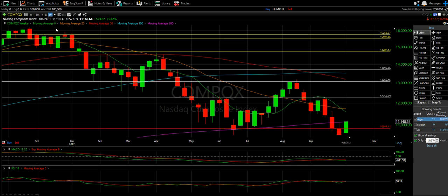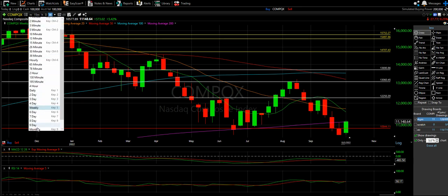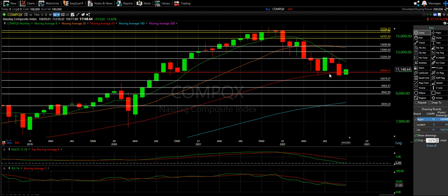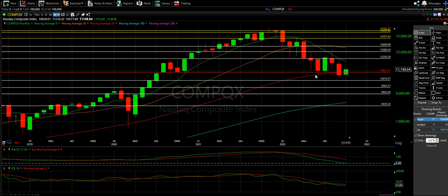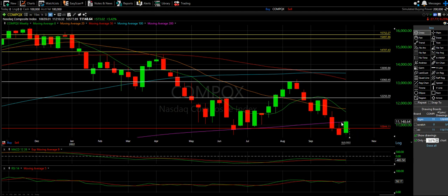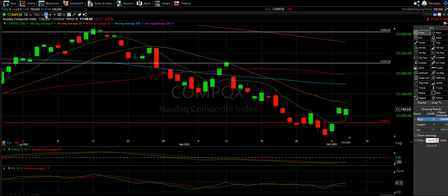So we'll look at the monthly. Why not? Just really quickly. Okay, so on the monthly, it's the 50, right? So on the monthly, we want to get over the 50, still very early in the month, but it's an important line. On the weekly, we want to get over the 200, and then on the daily, we want to get over the 20. Okay, that's basically the boom, boom, boom for the NASDAQ.